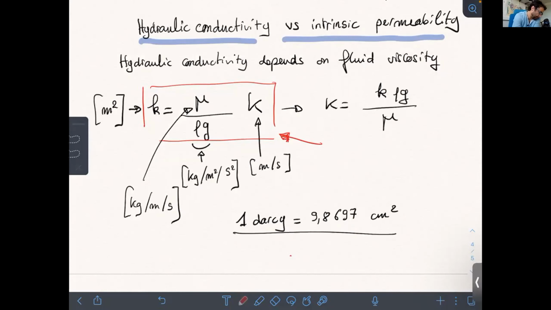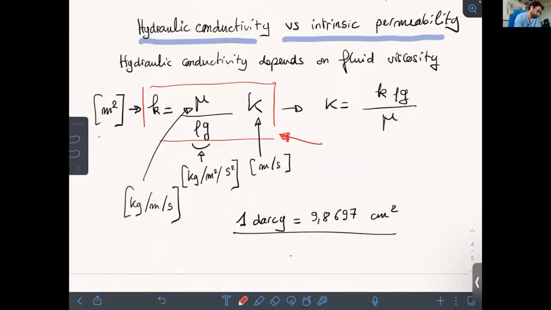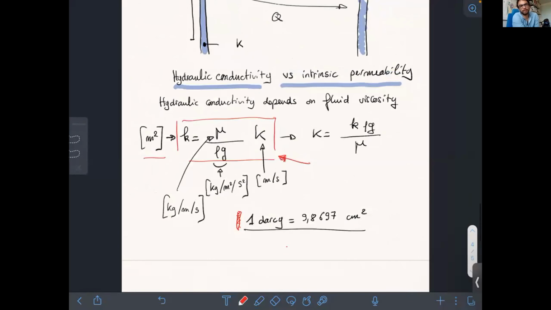And so what I said is that this has unit of meter squared, and it can be expressed also in Darcy. It's another unit that converts just by this definition here. So 1 Darcy is about 9.8 times 10 to the minus 9 centimeters squared. That's just a definition, and you will find sometimes people prefer to talk about permeability in meter squared or Darcy, and some others prefer to talk in hydraulic conductivity.